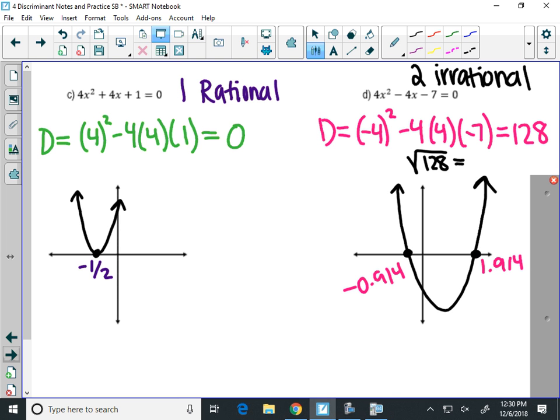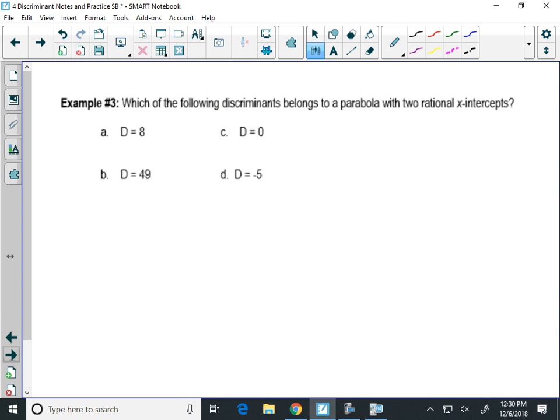We have one more. It's a multiple choice question. It's not too hard. This one's a pretty short, simple multiple choice question. It says, which of the following discriminants belongs to a parabola that has 2 rational x-intercepts? Now, before you tell me, when I have 2 rational x-intercepts, what kind of discriminant am I going to be looking for? A perfect square. Which one of those is a perfect square? B. There you go. That's the answer.